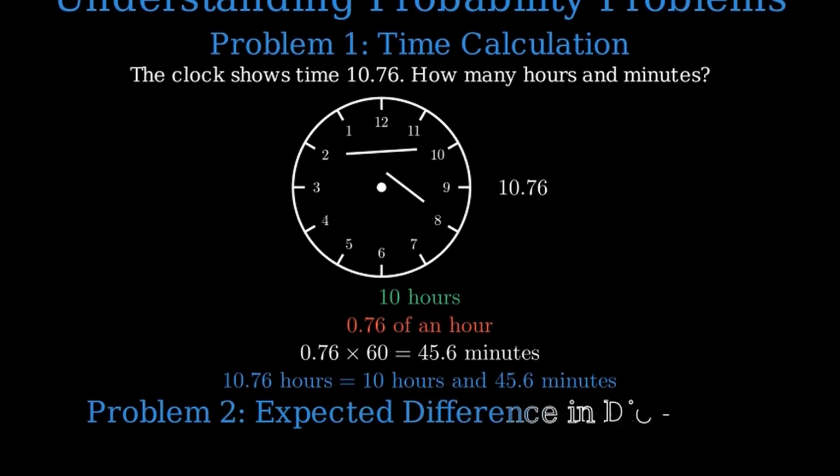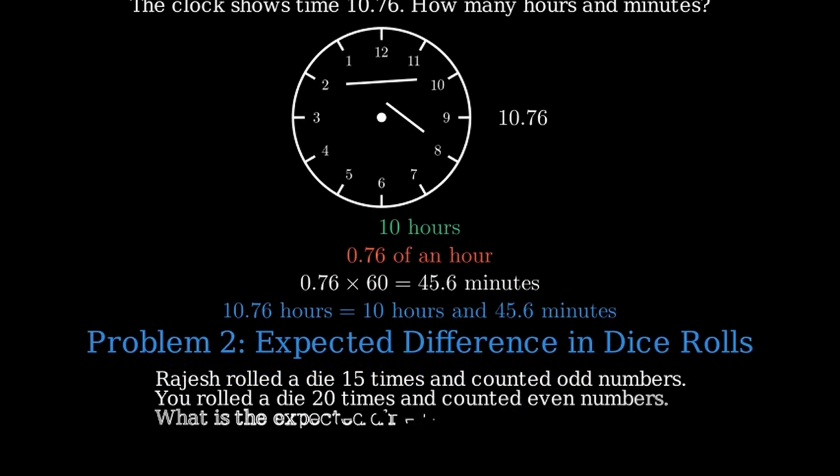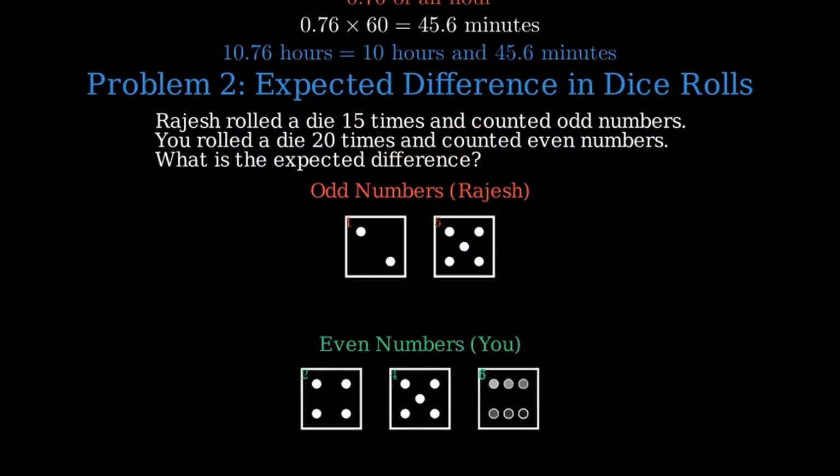Now, let's move on to problem number 2. Rajesh rolled a die 15 times and counted the odd numbers he got. You rolled a die 20 times and counted the even numbers you got. What is the expected difference between your count and Rajesh's count?